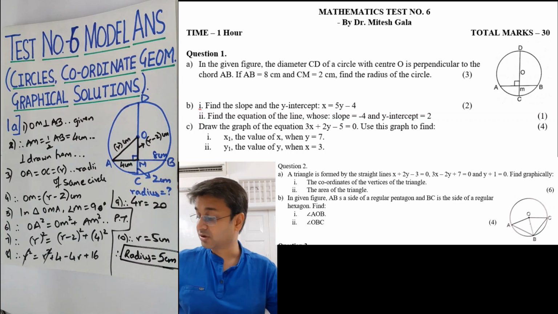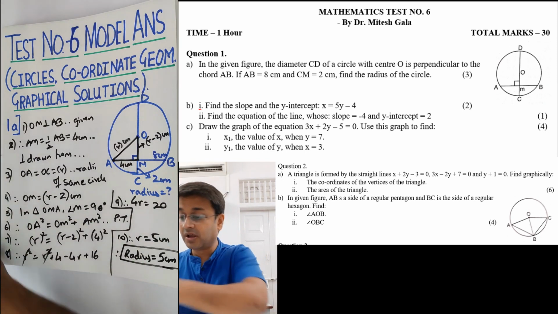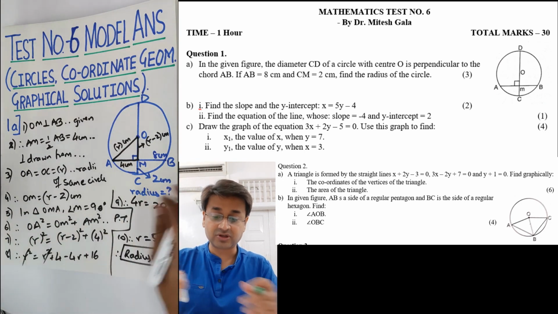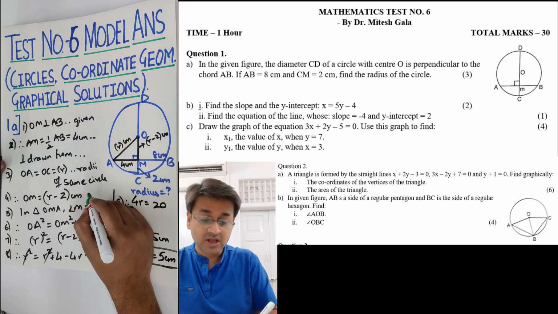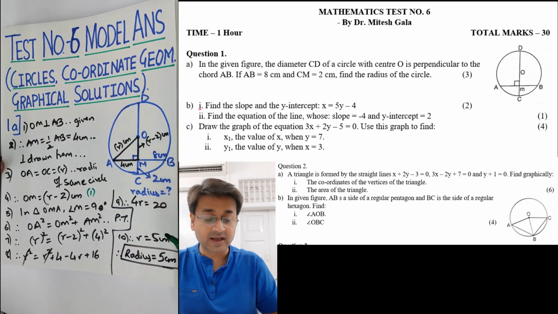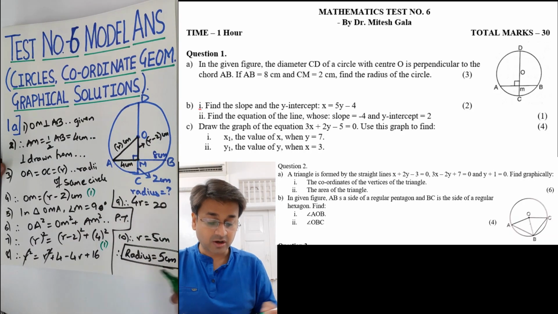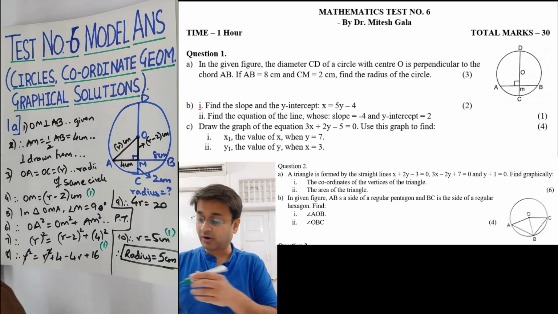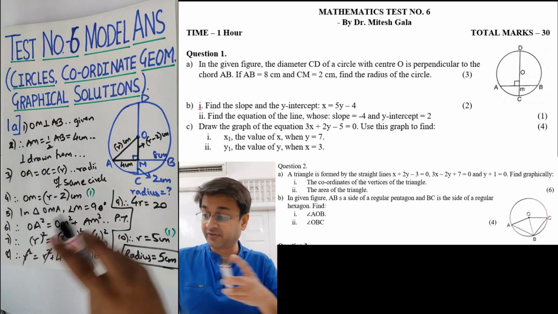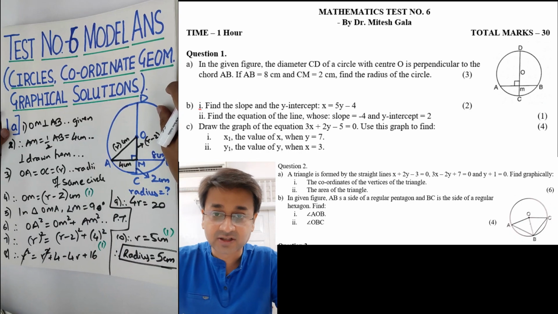I hope you managed to get this question. It is a good one, not that simple, neither a straight question. How will you give marks to yourself? So first 1 mark when you get OM as r minus 2, next 1 mark when you apply Pythagoras, and final 1 mark when you get r as 5 centimeters. I hope you managed to crack this question.